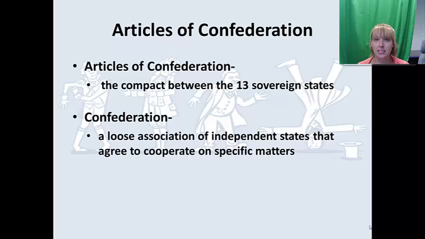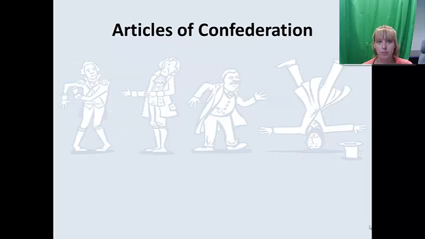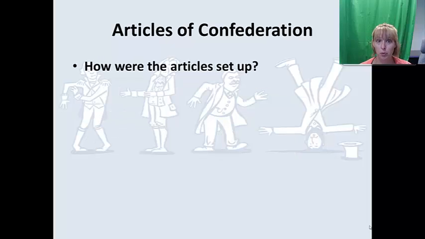So take a step and think about, what does a confederation really mean? Well, this is a loose association of independent states, meaning that each state was essentially responsible for itself. They were merely agreeing to cooperate on a few key points, and emphasis here really on few. So what were those few points?